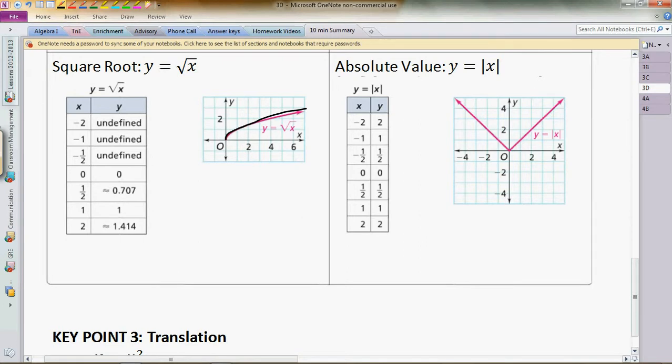Also, the absolute value graph looks like a V, like that, and if you plug in some numbers, y equals the absolute value of -2, that will be 2. So if x is -2, y will be 2. And finally, translation.